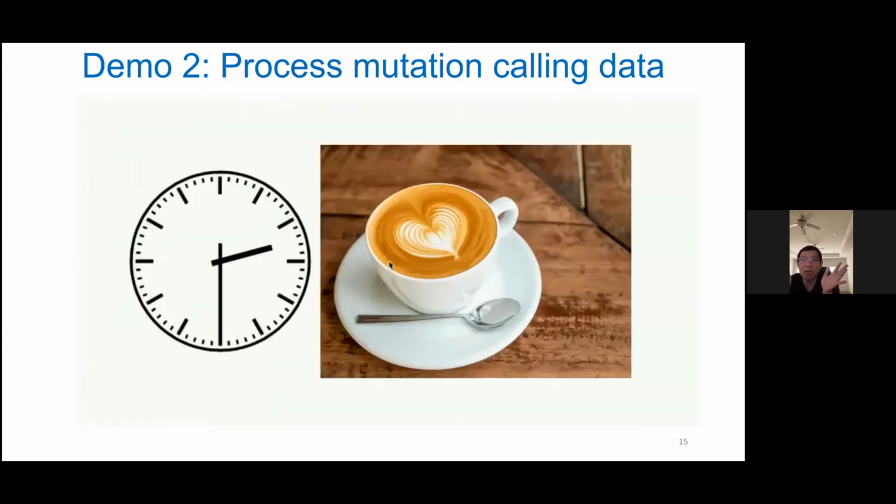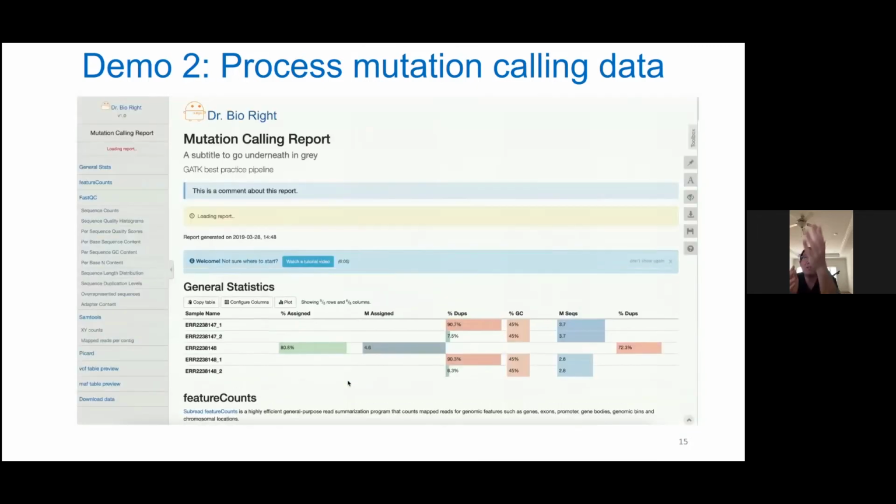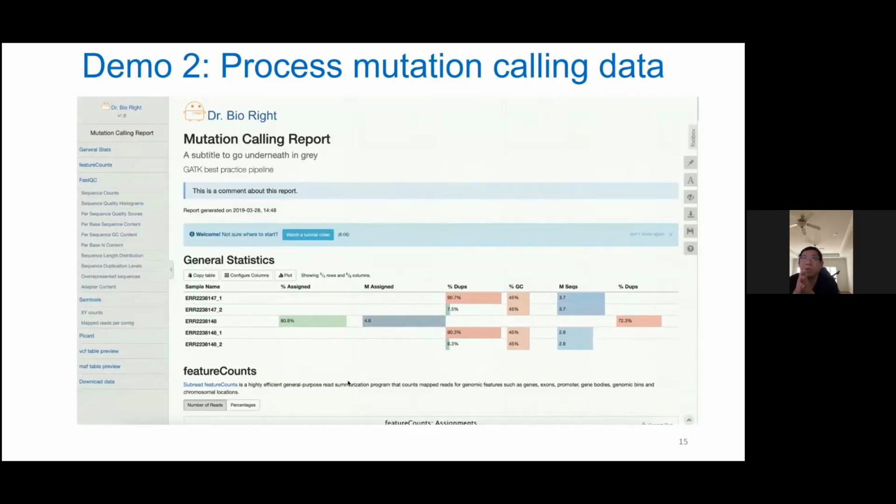Then you can take a break, enjoy a cup of coffee. Dr. Wright is essentially using some cloud resource to do this mutation calling. When it's ready, they will send you an email saying, hey, your data is available. Then you can click the button to see. They basically show this data report.